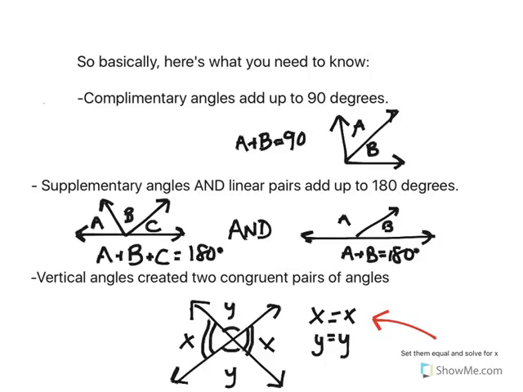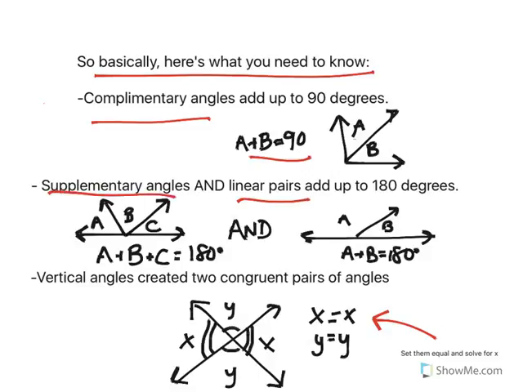Okay. So in summary, here's what you need to know. Complementary angles add up to 90 degrees. So let's say this is angle A and this is angle B. Angle A plus B equals 90 degrees. Supplementary angles and linear pairs add up to 180 degrees. So let's say this is a supplementary angle. A plus B plus C equals 180.